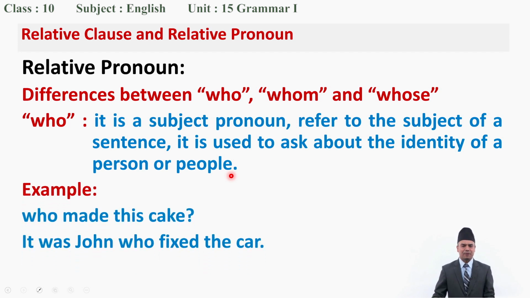Let's see an example. Who made this cake? In this example, who is used to ask a question. Likewise, another example: it was John who fixed the car. Here, who is not a question. Who is now relating to this person John, referring to the noun John. Understand? Because who can play two roles here.